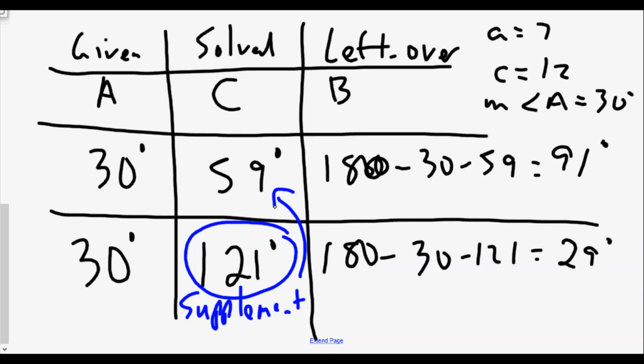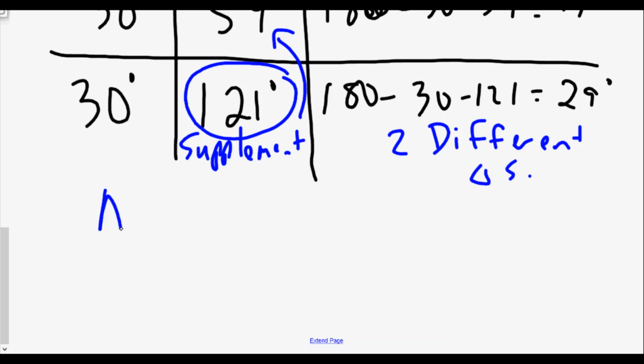Using this table method is probably one way of being able to determine how many different triangles there are based upon the information we have, if we have a side-side-angle situation. Now, we're going to go over some more practice problems, but this is the basic setup for determining how many triangles we can form. And here we found that there are two different triangles. We call this the ambiguous case.